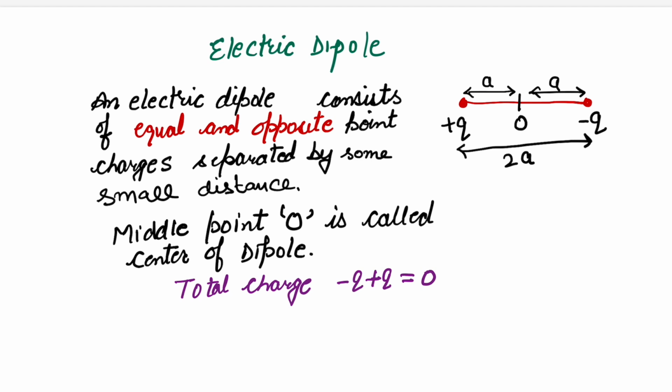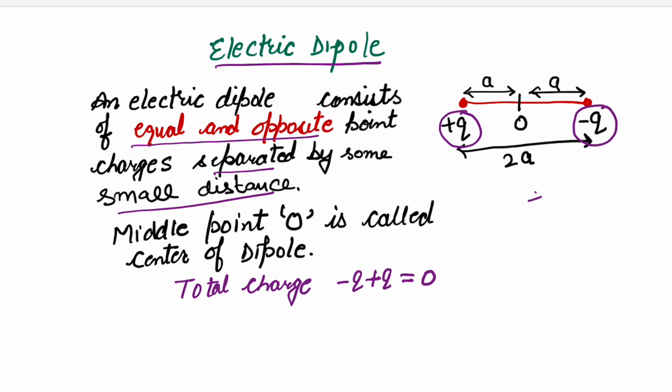Let us discuss the first topic, what is electric dipole. An electric dipole consists of equal and opposite point charges separated by a small distance. We have two charges. The first charge is plus q, another charge is minus q. Both the charges are of the same magnitude, that is q, and they are opposite, as one charge is positive and the other is negative.